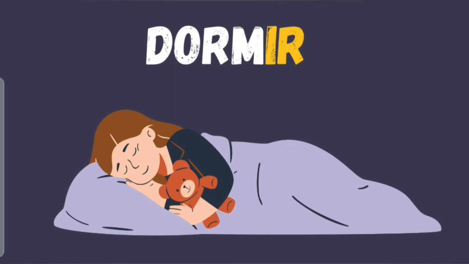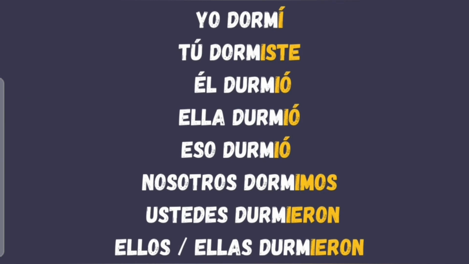Now we have this verb, dormir, to sleep, okay? And let's see how we have to conjugate this verb in the indefinite past, according to the rules I told you. Yo dormí. Tú dormiste. Él durmió. Ella durmió. Eso durmió. Nosotros dormimos. Ustedes durmieron. Ellos or ellas durmieron, okay?